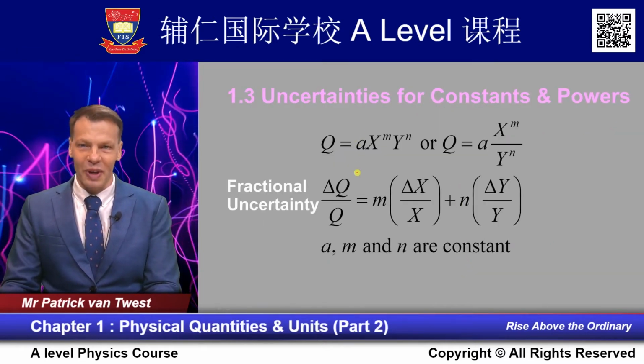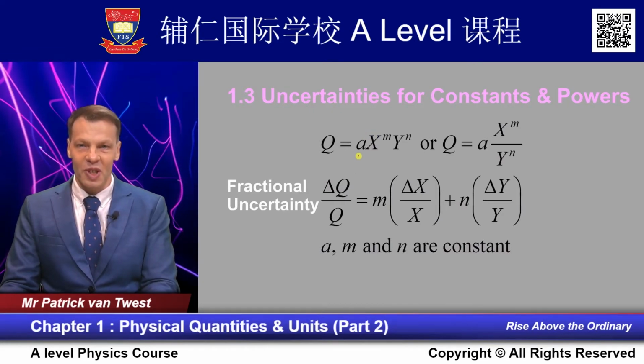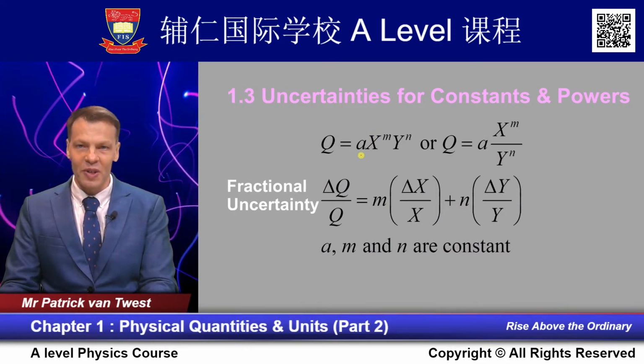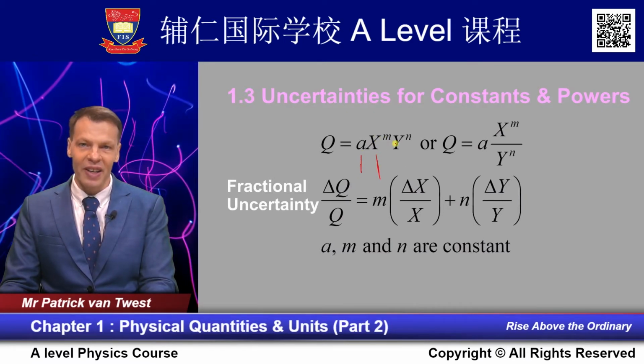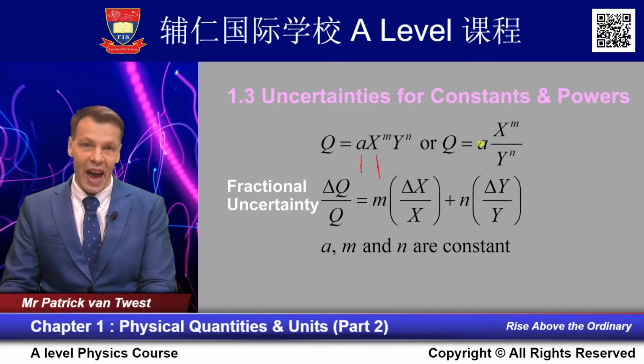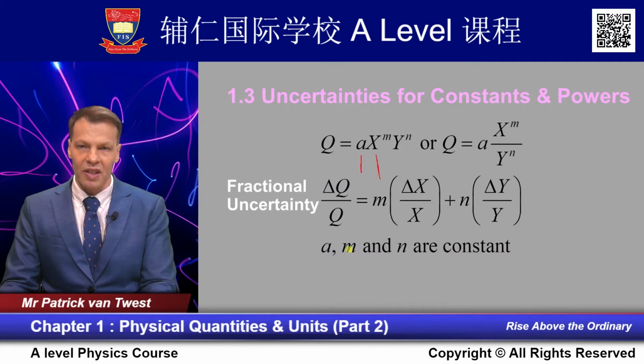Now, just to complicate matters a bit more, we don't always add or subtract with our formulas. In physics, sometimes we get quite involved formulas. We might have a constant out the front, we might have a power, and then we might have a different power, and we could even be dividing powers and things. So what happens in these cases?